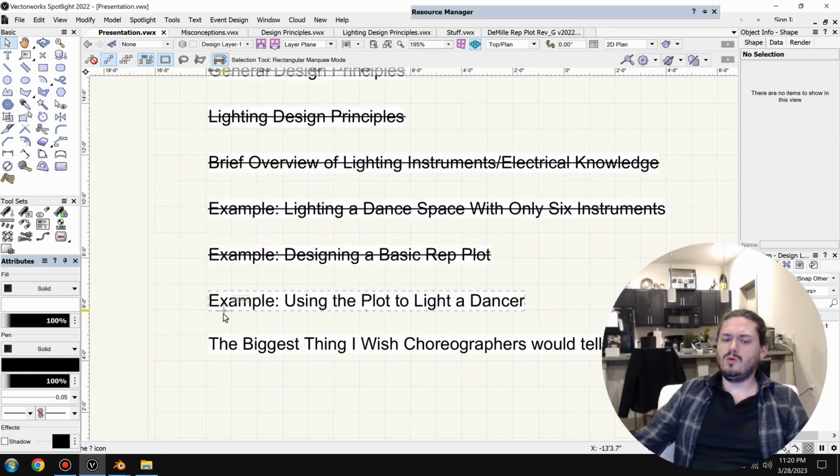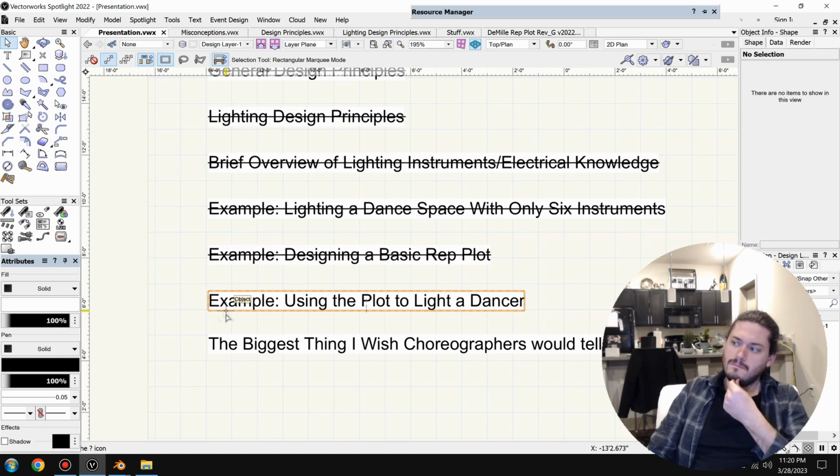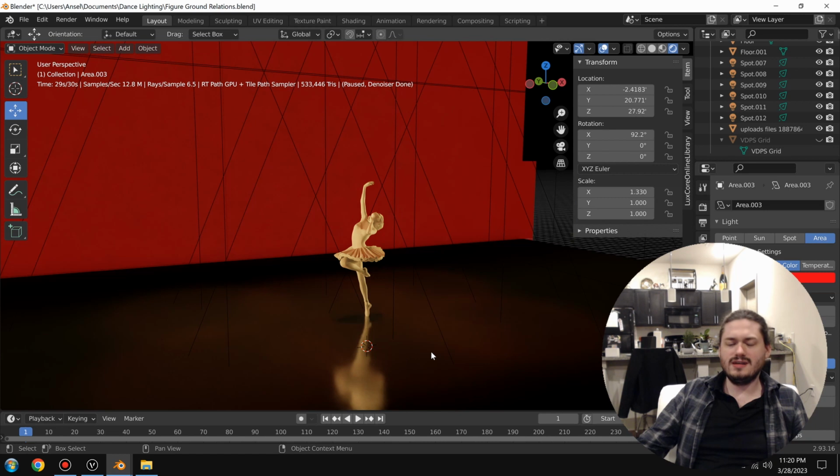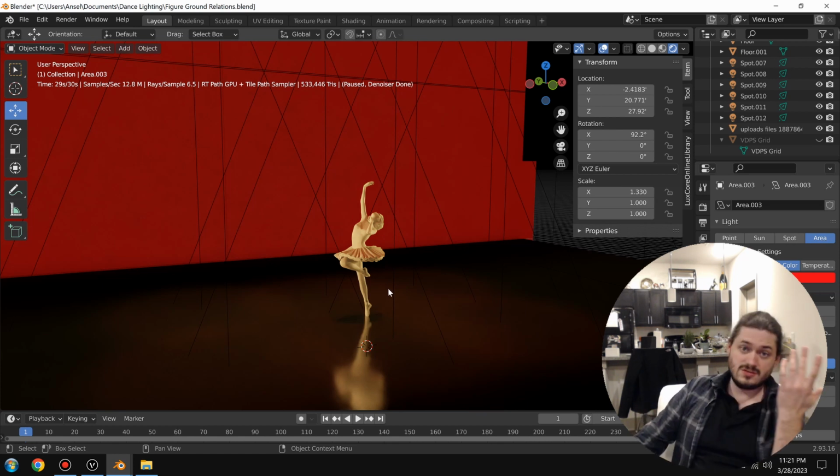When I got to this point here about using the plot to actually light a dancer, my original plan was to build a cue, but with the computer-generated space we have, the dancer's costume isn't in color, and it's obviously a frozen moment in time without the benefit of the wider context of a piece, and there's no movement.